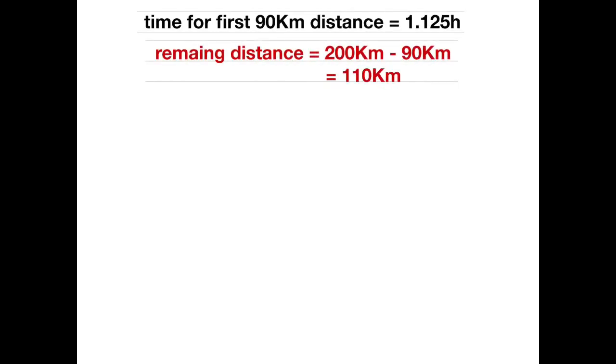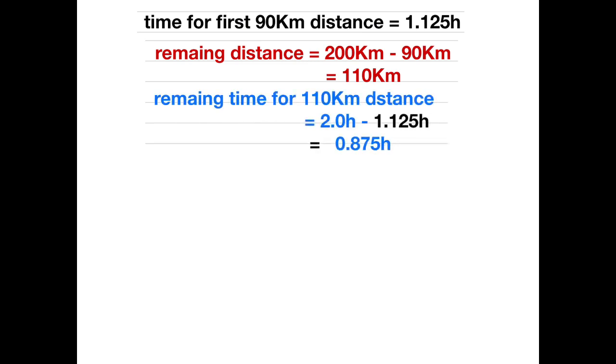All right. So as we know, the total distance of the journey was 200 kilometers, and out of 200 kilometers, 90 kilometers is already covered, so the remaining distance would be 110 kilometers. Let's see how much time will be left out of 2 hours for the remaining journey. The total time was 2 hours, so we can subtract 1.125 from 2 hours, and we will get 0.875 hours for the remaining 110 kilometer distance.